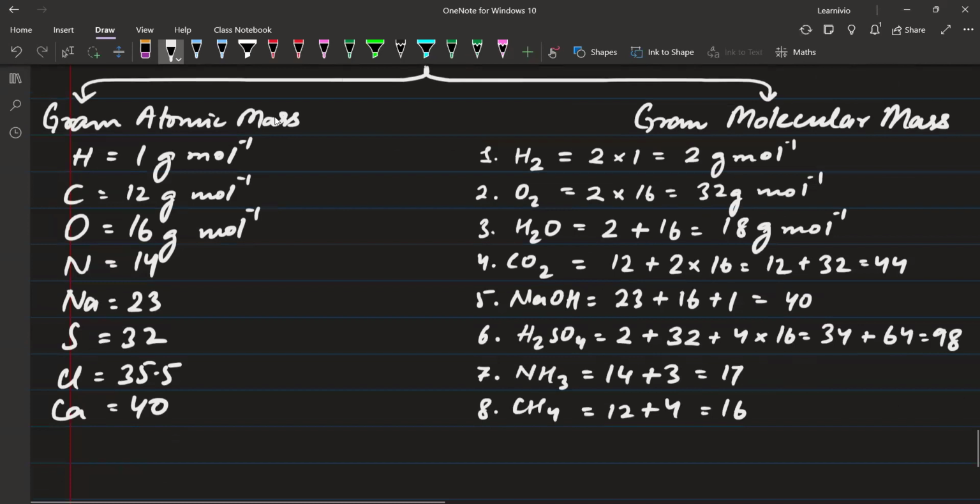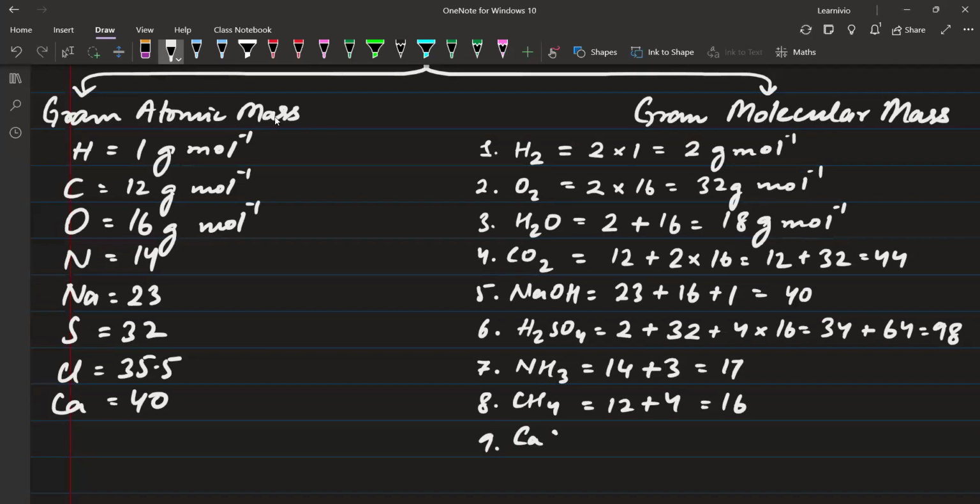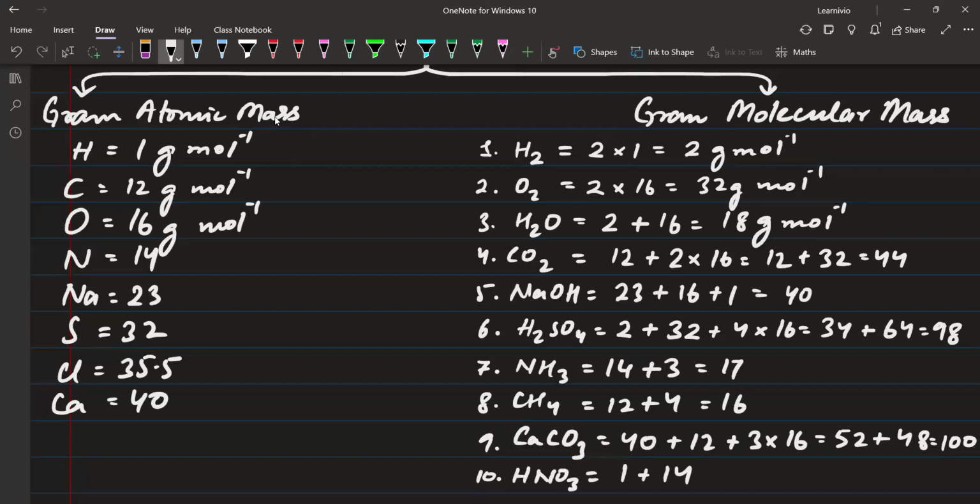Similarly, we can have CaCO3: calcium is 40, carbon is 12, plus 3 into 16 for oxygen. This will give us what? 40 plus 12 is 52, plus 48 will be equal to 100. Hence, let's suppose you have HNO3. What's the mass for hydrogen? 1. Plus for nitrogen, 14. Plus for oxygen, 3 into 16. 14 plus 1 is 15, plus 48 is 63. Does this gram molecular mass make sense? Yes, Adil, Leena, and Noufal? Yes, sir.